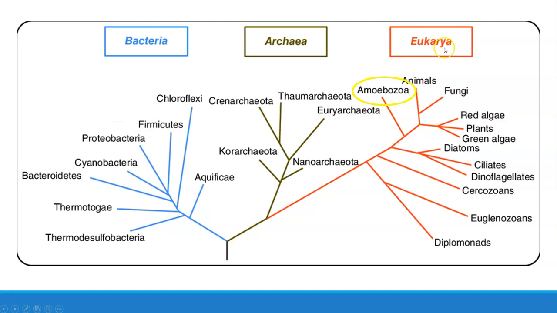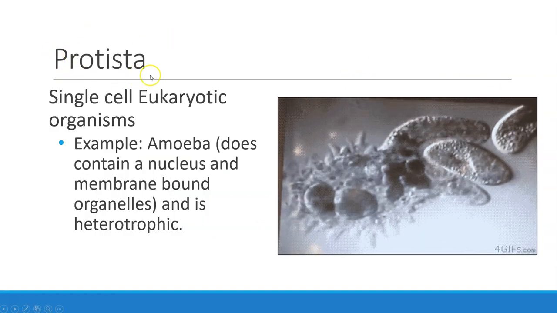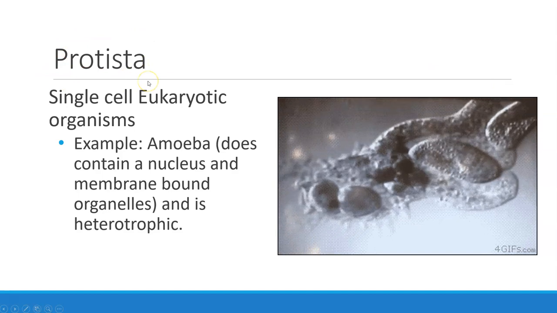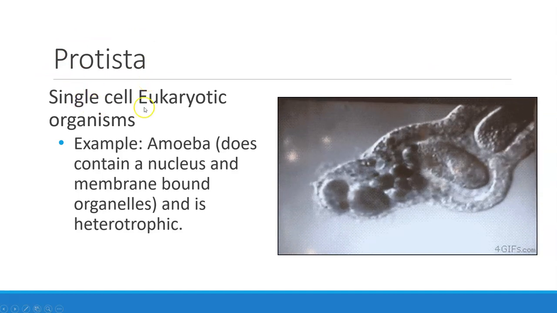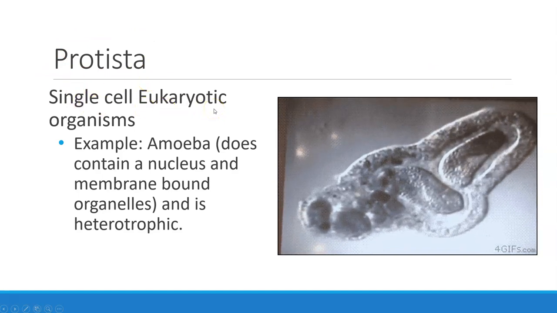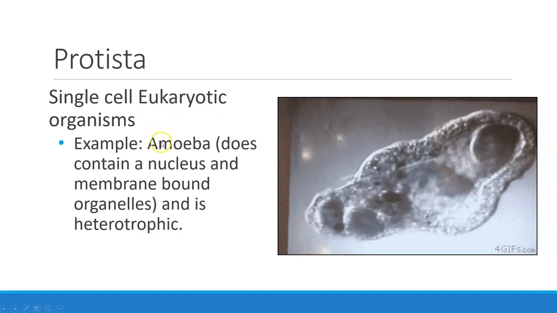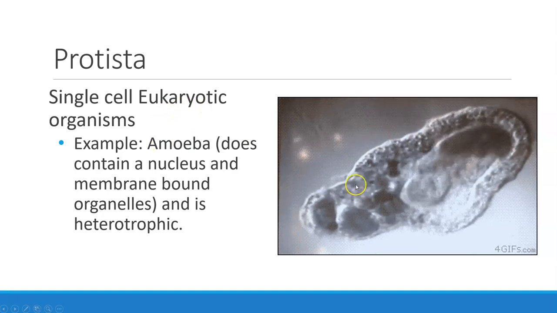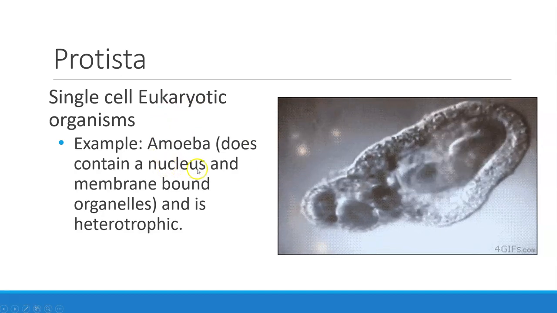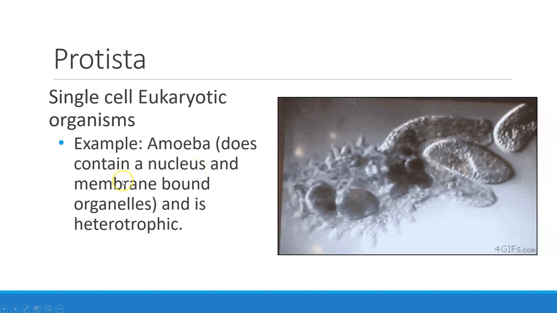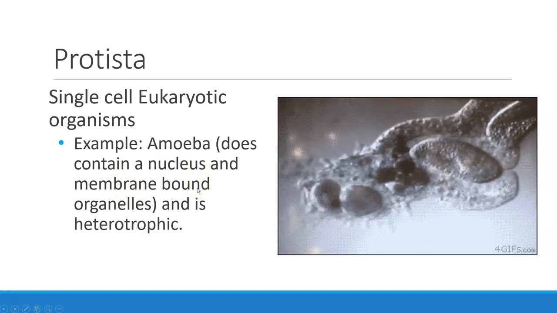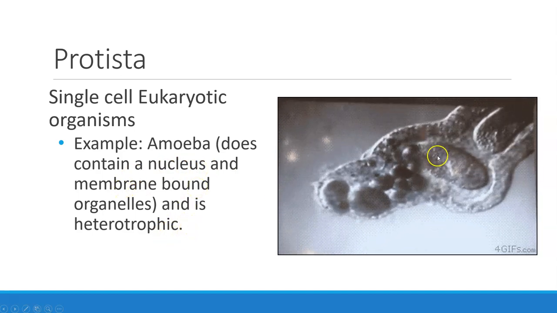Okay, we're staying in eukarya and we're moving over to amoebozoa. These are known as protists, and they are single-cell eukaryotic organisms. An example is an amoeba. This amoeba over here, I'll talk about that in a second. It does contain a nucleus and a membrane-bound organelle. And it's heterotrophic, which means it needs to consume.